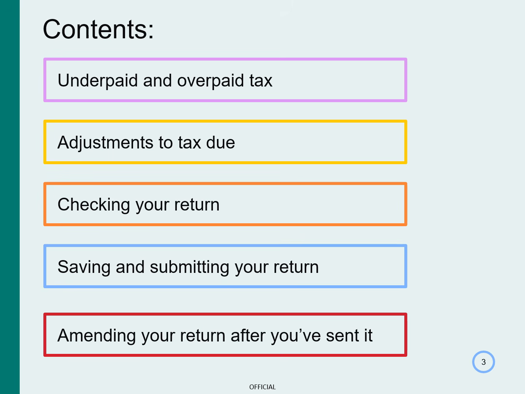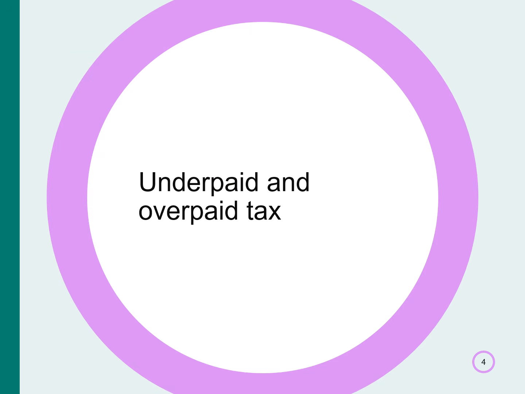In today's webinar, we'll look at underpaid and overpaid tax, adjustments to tax due, checking your return, saving and submitting your return, and amending your return after you've sent it. Once you've entered all your taxable income and claimed any tax reliefs you're entitled to, there are some sections which everyone is asked to complete. We'll start by looking at underpaid and overpaid tax.